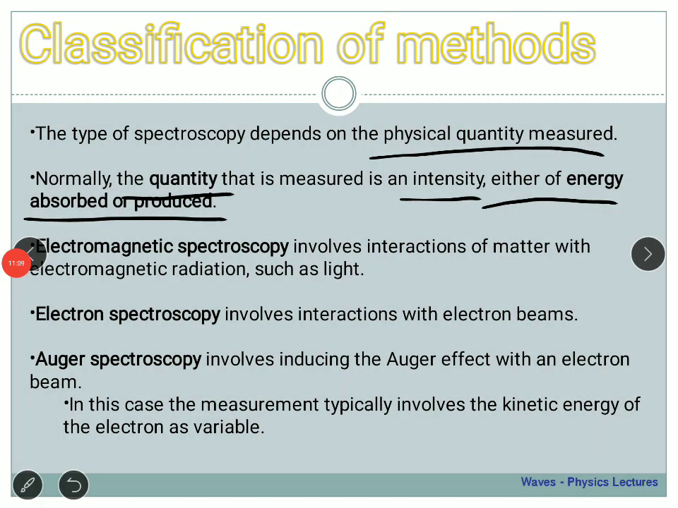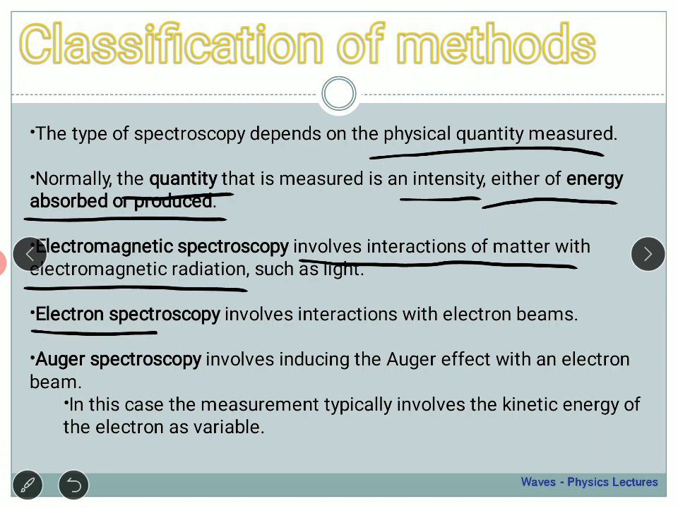So if you talk about electromagnetic spectroscopy, it basically involves the interaction of matter with electromagnetic radiation. So basically, if you're talking about interaction of UV visible light, IR light, and so on, we are talking about electromagnetic spectroscopy, even infrared spectroscopy, and so on. So we're going to look into this in more detail later.